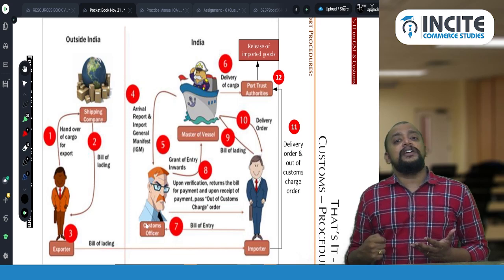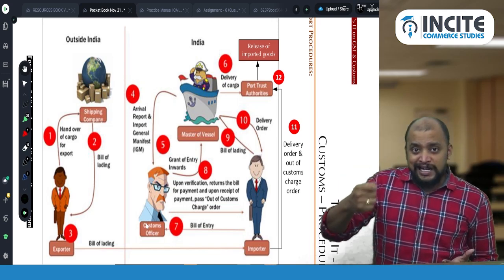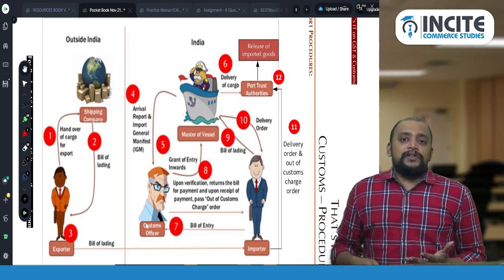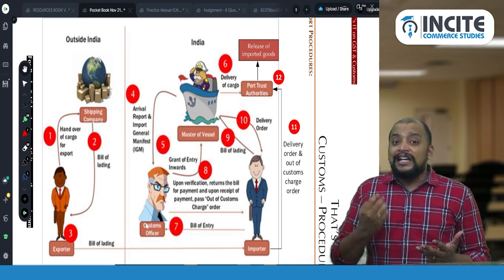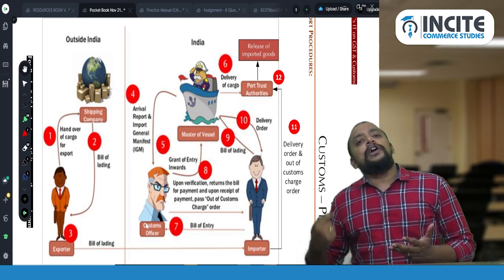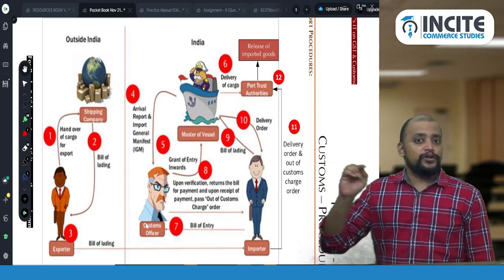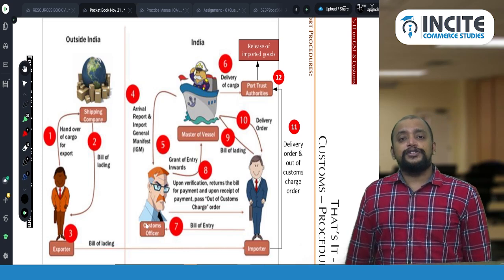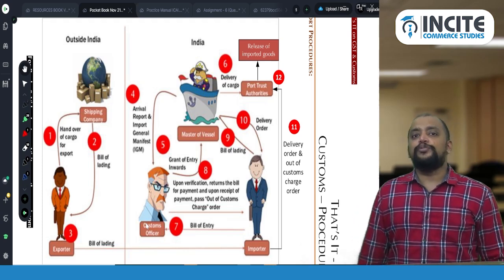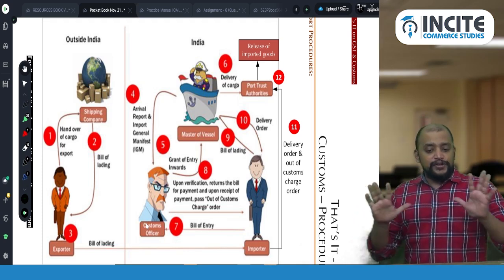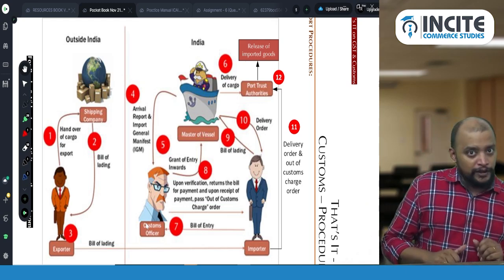He will submit the bill of lading with the person in charge of the conveyance, for which he will get a delivery order. The delivery order plus the out of customs charge order he needs to submit to the port trust authorities. Now the custodian will release the imported goods. So this is the procedure. These are the 12 points involved.